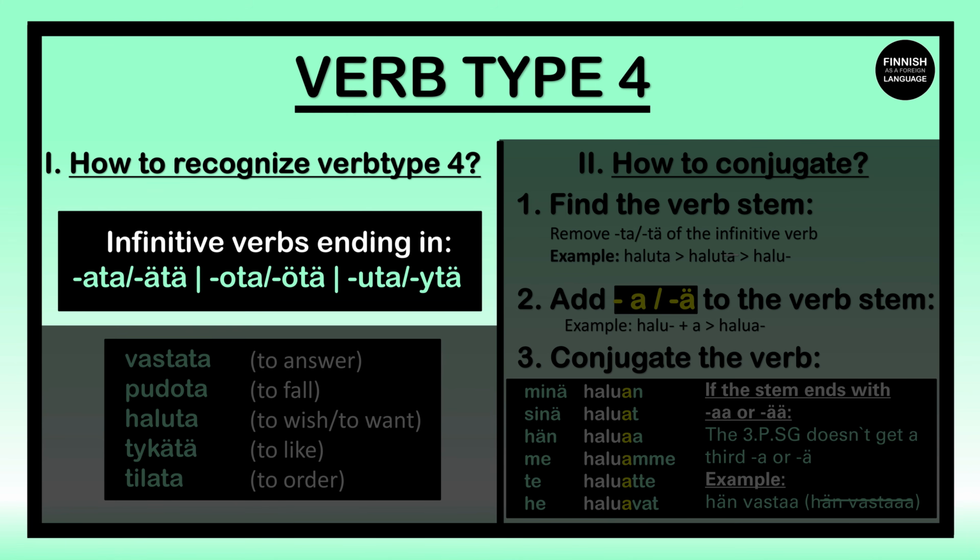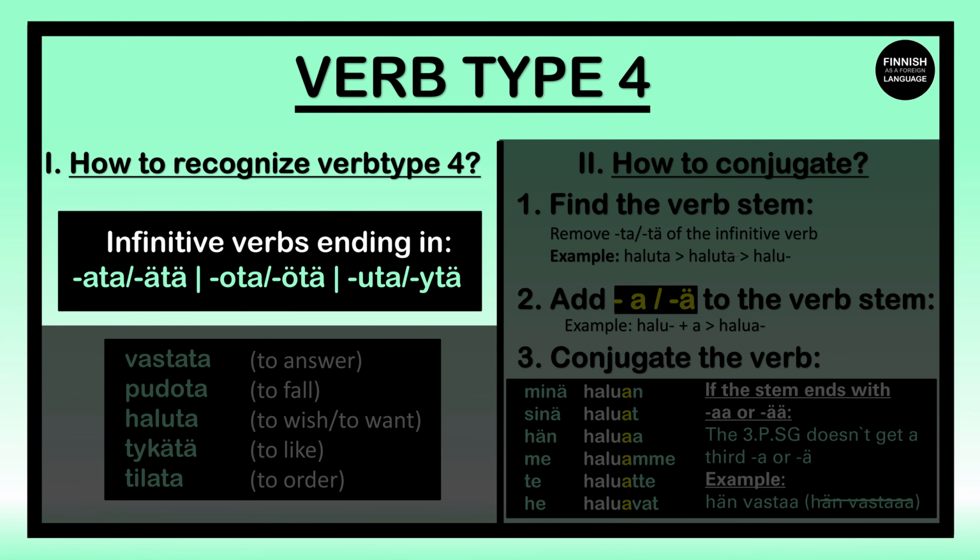Alright, verb type 4. How do we recognize verb type 4? If our infinitive verb is ending in either ata or ätä, ota or ötä, and uta or ytä, then our verb belongs to verb type 4.